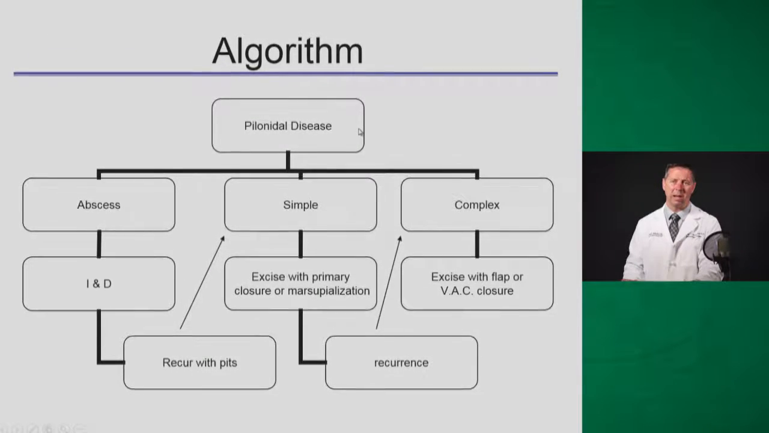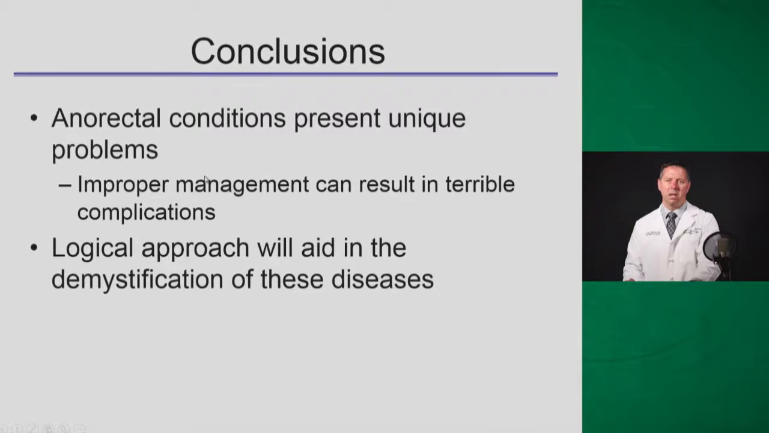My own personal algorithm for pilonidal disease: the patient presents with an abscess, I incise and drain it. I let it heal. If they recur, they have pits. If it falls into the simple category, I excise with primary closure or marsupialization. My own bias is marsupialization. If they recur after that, it's more complex. I'll send these patients off either to plastic surgery for some type of flap procedure, or I'll do it with the plastic surgeon, or we'll consider an excision with just vac closure.